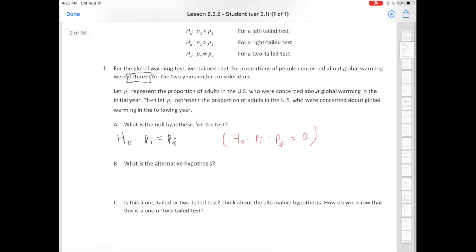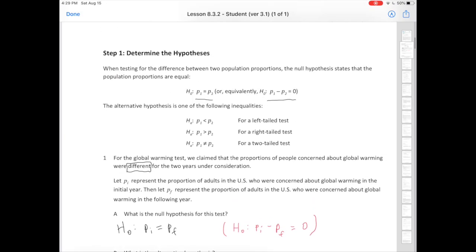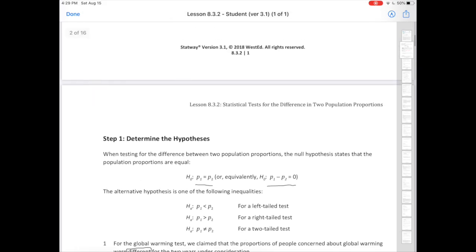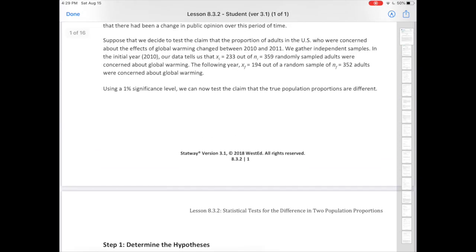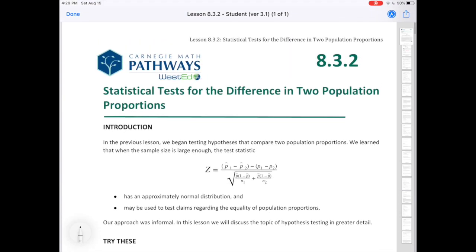All right, what is the alternative hypothesis? Are we going to use the less than, or the greater than, or the not equal to? The key here is to read what the scientists think. There are two clues. Up here, when we were reading the problem, notice they use the word different. We can now test the claim that the true population proportions are different.